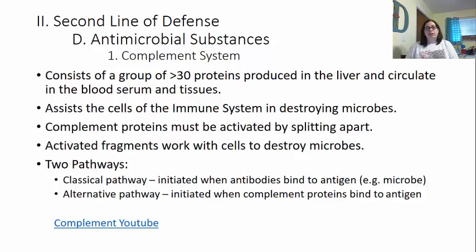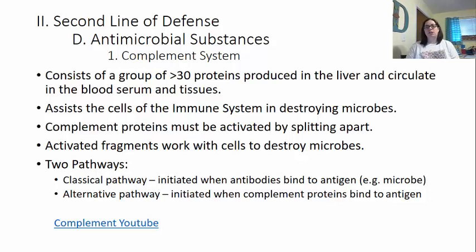They do get triggered to where they can assist the cells of your immune system in destroying the microbes. Complement proteins must be activated by being split apart, okay? Right now they're in an inactive form, but when they come in contact with an invader or a pathogen, they split and break, which then allows them to trigger a cascade. So complement 1 can trigger complement 2, which triggers complement 3, and so on. These activated fragments work with cells to destroy the microbes.